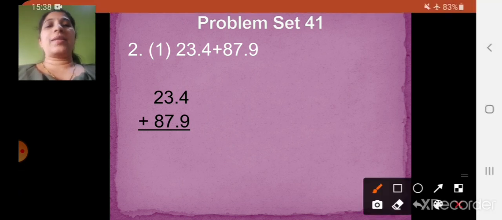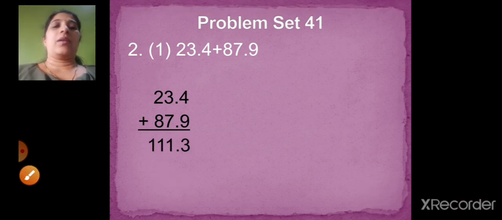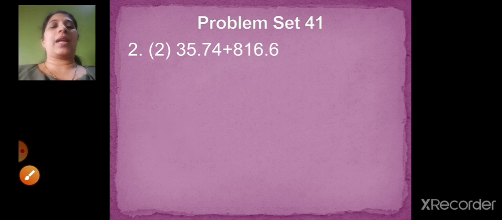4 plus 9 is how much? 13. So 3 I will write down, 1 carried over. 1 plus 3 is how much? 4. And 4 plus 7 is 11. So 1 written down, again 1 carried over. 1 plus 2 is 3 and 3 plus 8 is 11. So I have written down 11. So you can see there is 1 decimal place in both the numbers. So 1 decimal point. So 111.3 is your answer. Right? Now let's move to the second one.